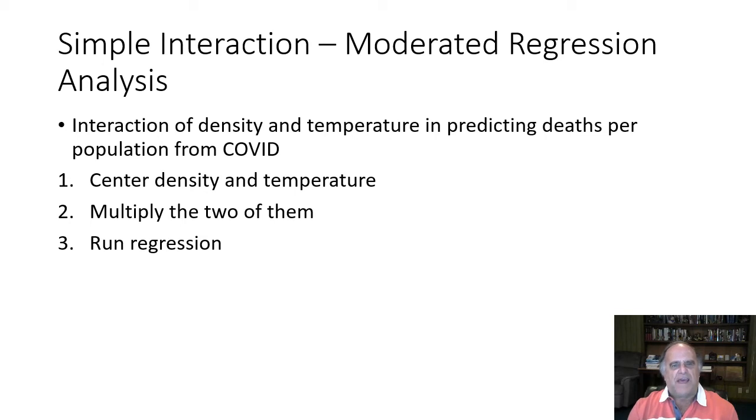So what we want to look at is a moderated regression where we look at the interaction of density and temperature in predicting deaths per population from COVID. To do this, what we had to do was first center density and center temperature. Then we multiply the two of them together, and then we can run the regression. So that's what we did. Sort of like a cooking show, I've already put some of the food in the oven and now I'm taking it out. So I already did the centering of the variables and I already created the interactions, and now I'm taking them out to run the regression.